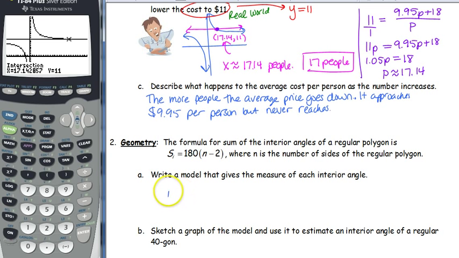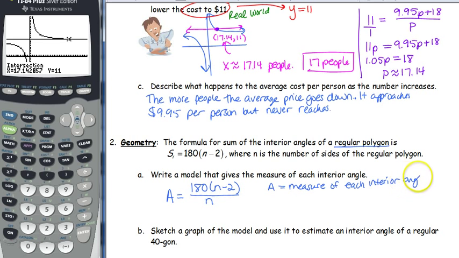Well, if we're going to have A for angle, if 180 times n minus 2 gives us the sum of all of them, and we have a regular polygon, meaning that every angle is exactly the same, we take the total number of degrees of all the angles and divide by how many sides we have. That's how many angles we have. So again, A is going to be the measure of each interior angle, and n is the number of sides.